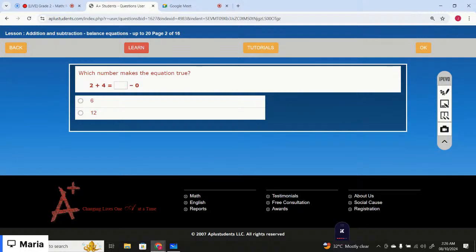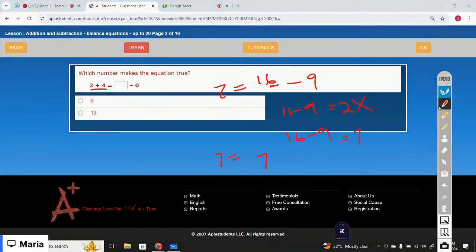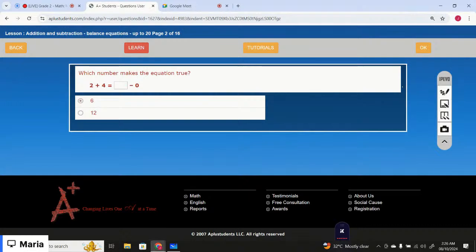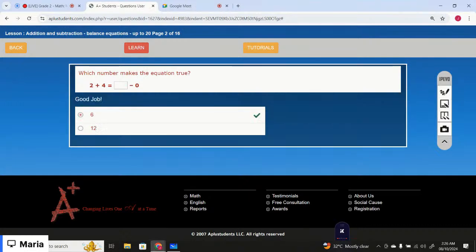Okay, the next one is which number makes the equation true? Yes, that is 6. Just add this side. 2 plus 4 makes 6. Now you need to find the number that when subtracted from 0 makes 6. So yes, 6 it is, because 6 take away 0 is 6, and then both sides of the equation are equal. Got it? So the missing number is 6. Option number 1 is the correct option.